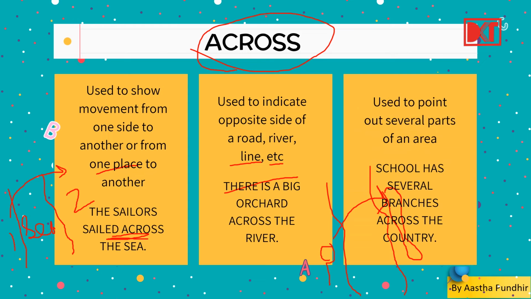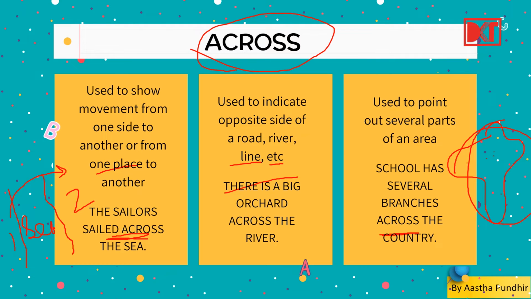So the next one could be this. Used to point out several parts of an area. Now, the school has several branches across the country. मतलब पूरी country जो है, ठीक है, उसके across there are various branches of the school. So all over the country, several parts of an area. We are pointing out several parts of an area by saying that the school has several branches across the country. This is for across. Let's move on to the next preposition.